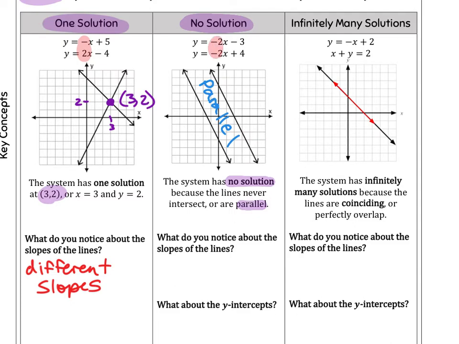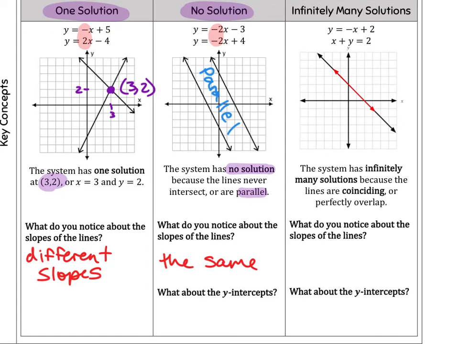What do you notice about the slopes of these lines? These up here. What do you notice about these slopes? They're both negative. So they're the same, right? Okay, so lines that have the same slope probably are going to have no solution. But we're going to go a little step further here and see what we notice about the y-intercepts. What do you notice about the y-intercepts of these equations? They're different.